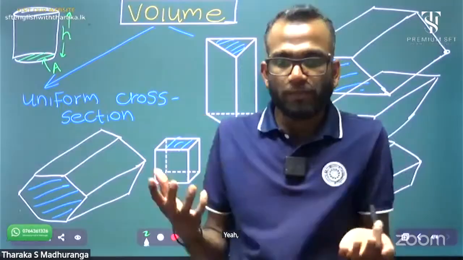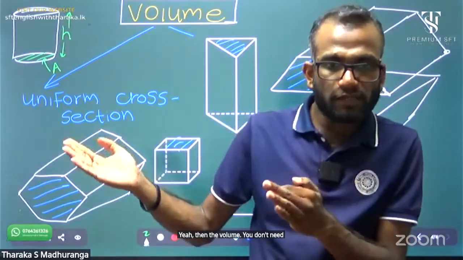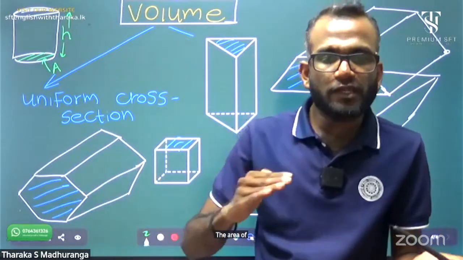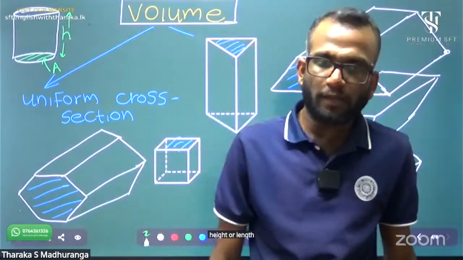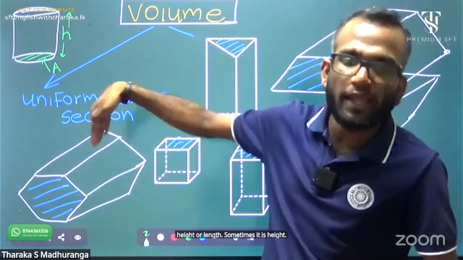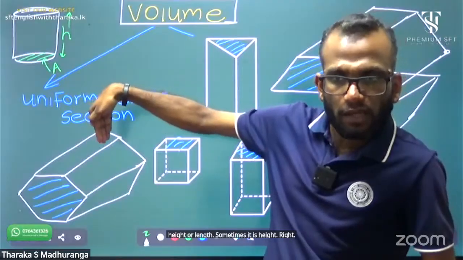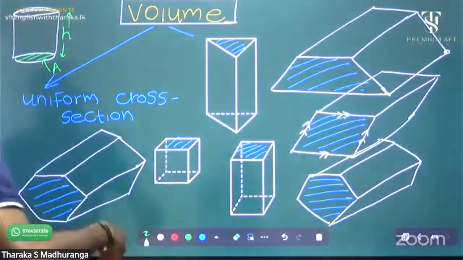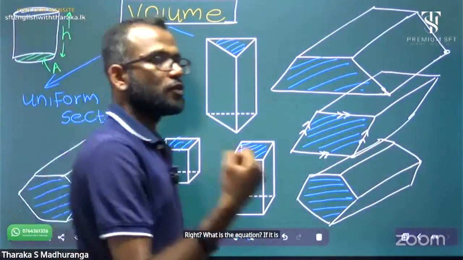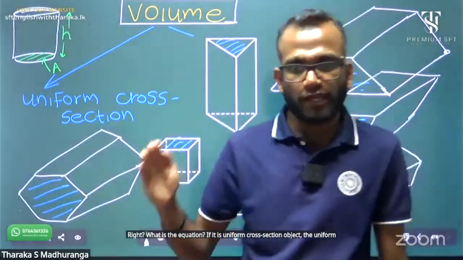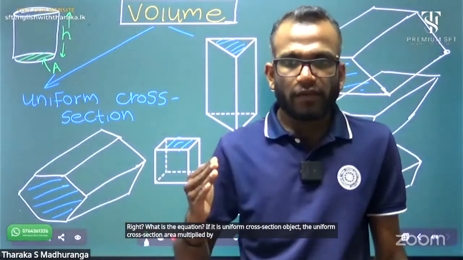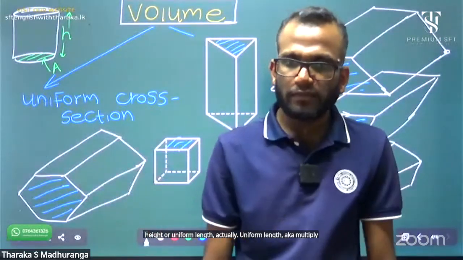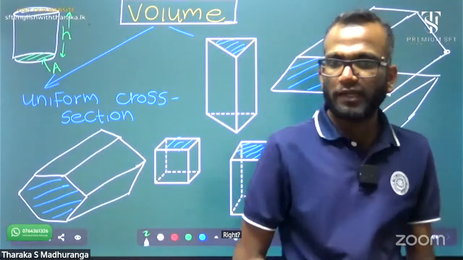Then for volume, you don't need separate equations. For any uniform cross section object, the area of the uniform cross section multiplied by height or length. Sometimes it is height. If we take an object like this lying down, it's the length, right? What is the equation? If it is a uniform cross section object, the uniform cross section area multiplied by the height or uniform length, actually. Simple, right?